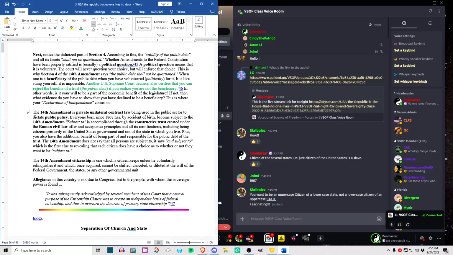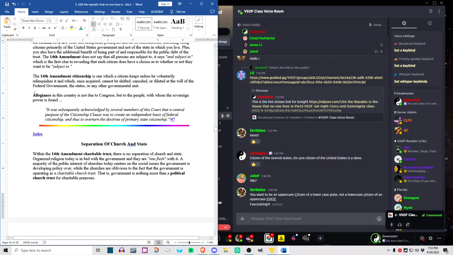The 14th Amendment does not say that all persons are subject to, it says, and subject to, which is the first clue to revealing that each citizen does have a choice as to whether or not they want to be, quote unquote, subject to anything. The 14th Amendment citizenship is one which a citizen keeps unless he voluntarily relinquishes it, and which, once acquired, cannot be shifted, canceled, or diluted at the will of the federal government, the states, or any governmental unit. So yes, you can get rid of it. This is the very point of correcting your status. It is the integral part of it.